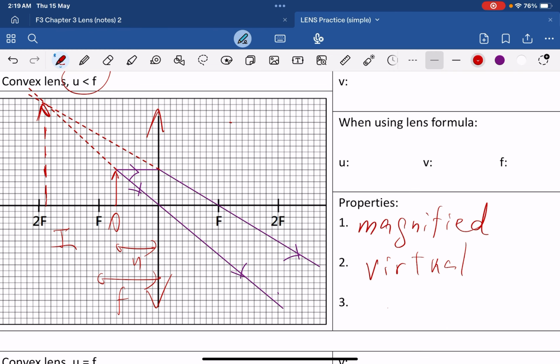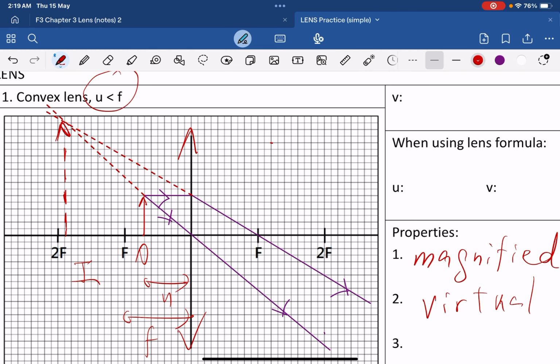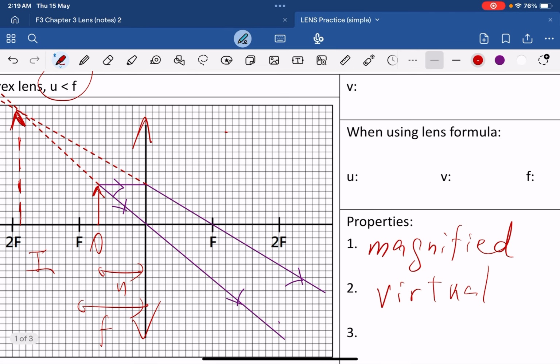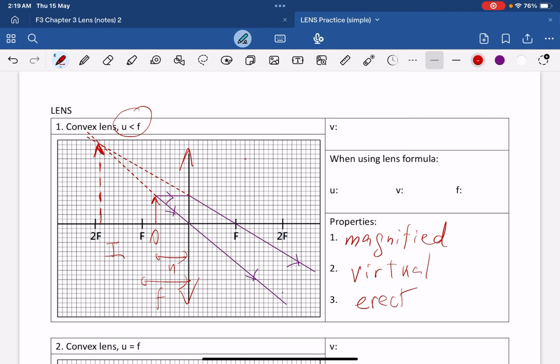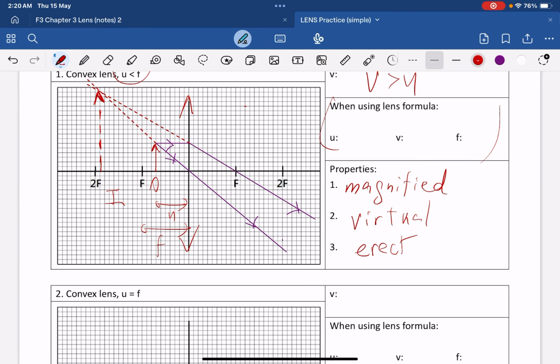And the last one, the image is pointed up, so it's the same direction as the object, so it will be erect. Okay, now for the lens formula we talk later, but here you see V is greater than U. Image distance greater than U, so it's magnified, right?